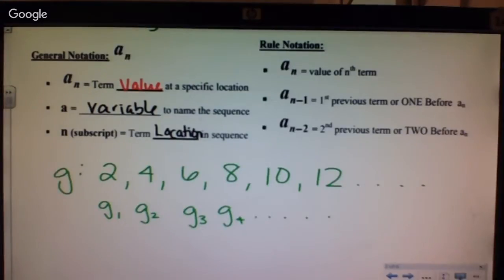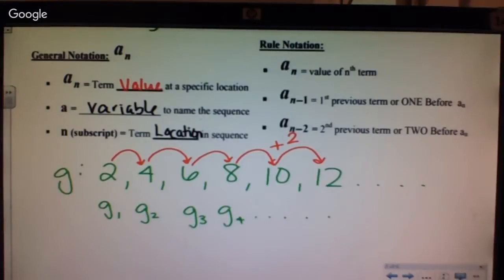So what's my pattern here? What's happening? It's not multiplied by 2, it's plus 2. Okay. I'm adding 2 every time. So this is plus 2. So we're going to need to be able to come up with equations that represent this.